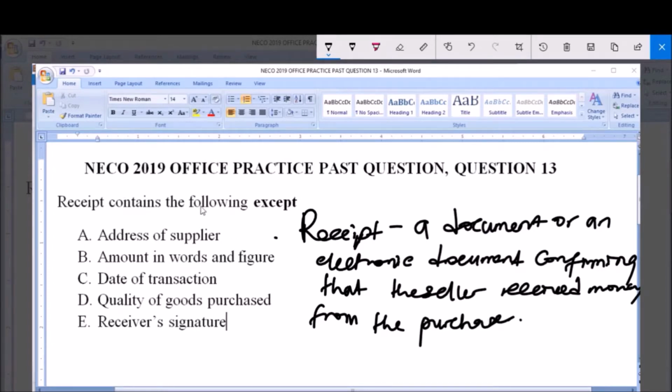And the question says receipt contains the following except. Now I'd like you to understand that the receipt contains several things. This includes the address of the supplier, that is the person supplying these goods to be purchased. Also, the amounts in words and figures at which these goods are purchased are contained in the receipt. Then the date of transaction, which is very important, is also contained in the receipt. And the receiver's signature, that is the buyer's signature, is also contained.